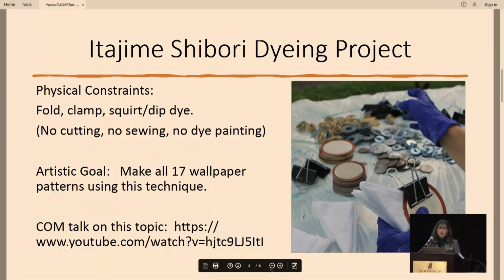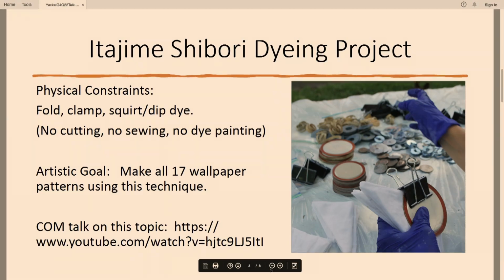So my problem was to explore this idea of Itajime Shibori that I had recently learned about. And I really was not an expert in dyeing at all. So without much background experience, I decided to embark on this really big dyeing project so that I could learn about Itajime Shibori. And the way that this works is you fold your fabric and then you clamp it and then you dye it. And you're not doing dye painting, you're not doing sewing. There are other kinds of shibori that work differently, but the way that this works is you fold first, then you clamp, as you can see, and then you dye.